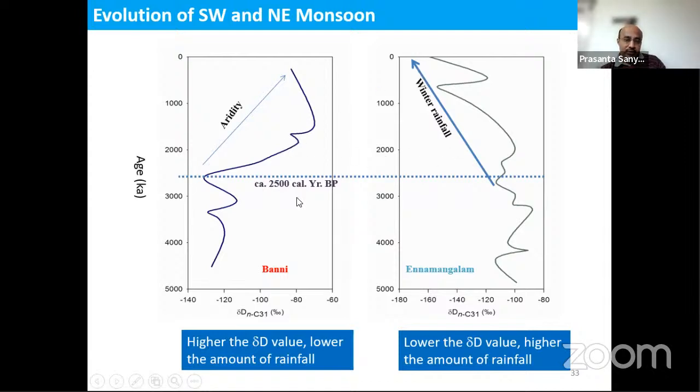Just for comparison, I have shown this plot for the evolution of the Indian summer monsoon. Here you can see that from 2,500 years onward, the isotopic composition shows a higher trend. So that means these two rainfall patterns, the winter monsoon and the summer monsoon, are actually in antiphase.